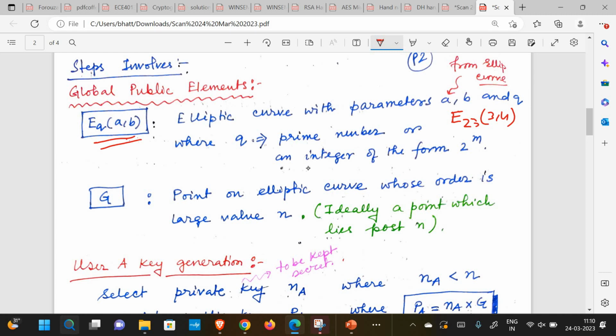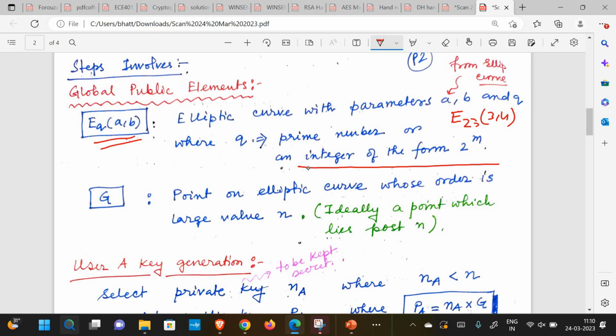Naturally, you need to have a point q, you need to have a point a and you need to have a point b. So that is being mentioned over there. So E_q(a, b) is the elliptic curve with parameters a, b and q, where q is a prime number or it can also be an integer of the form 2 to the power n. So if it is a Galois field, then 2 to the power n is 2 to the power 8, like that, and you can have that number as the value of q as well. It's not restricted only to prime numbers, it can be an integer, but it should follow 2 to the power n. Alright. Now this is one of the parameters.